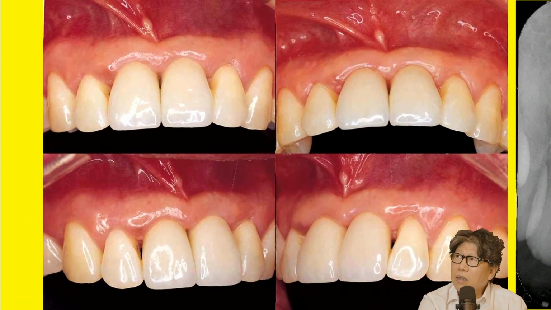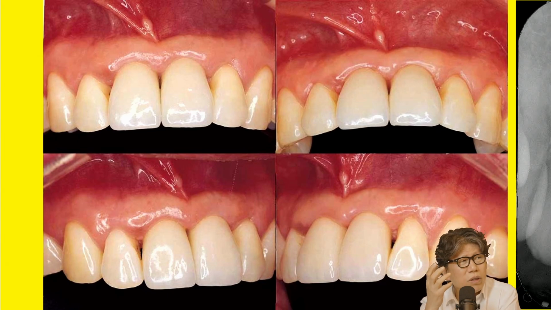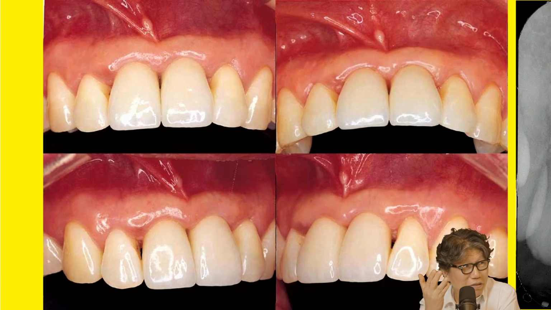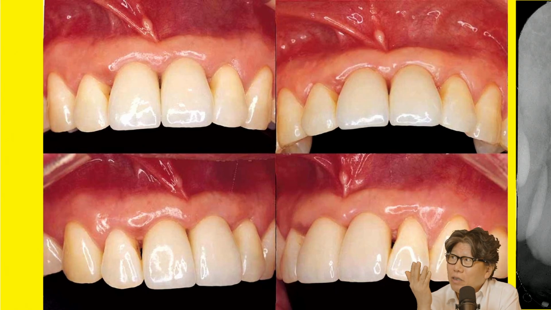So what I mean by aesthetic is that the bone is being maintained. So now we have a weird situation because we focus so much on periodontics. Because if you have an attached gingiva zone, think about it. It's aesthetic. What do you need to have an attached gingiva zone? You need bone.